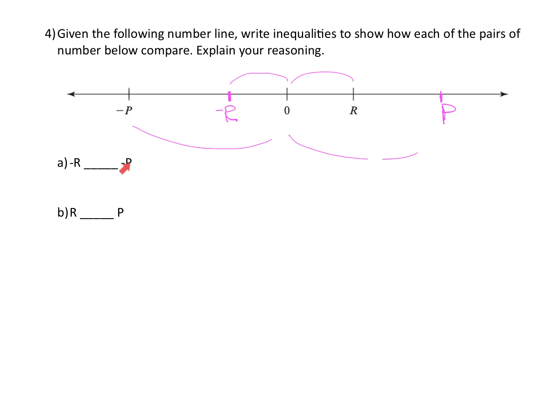So negative r compared to negative p. Negative r is to the right of negative p, so it is bigger. And then for r and p, p is to the right of r, so p is bigger.